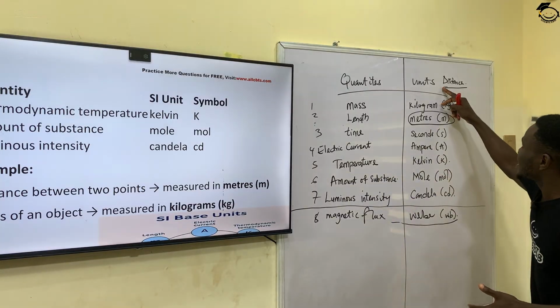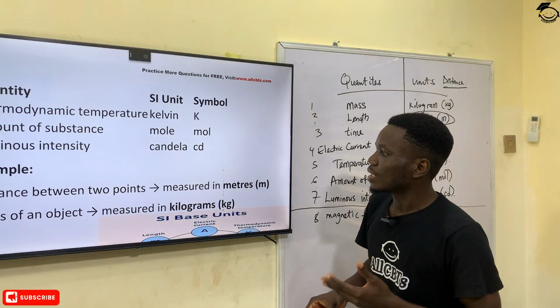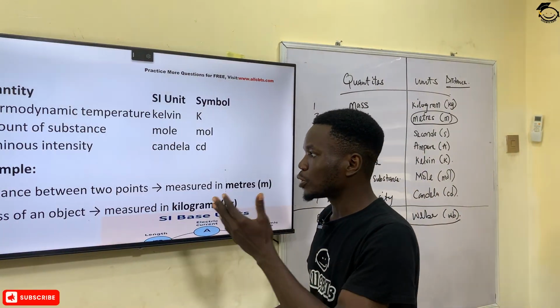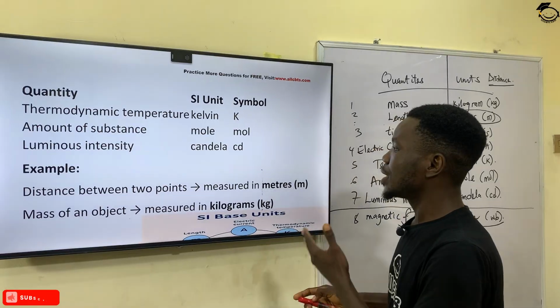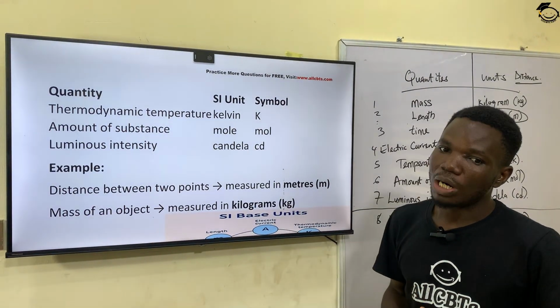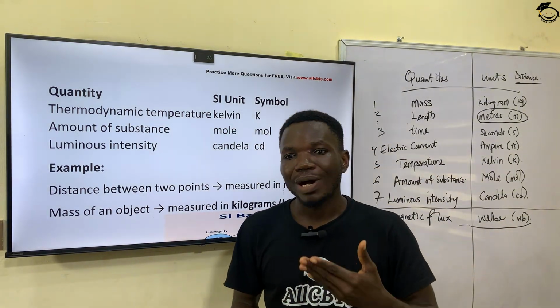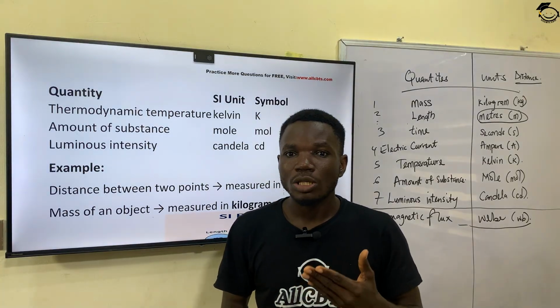So that distance I've covered will also be measured with the same unit as length. So distance, which is between 2 points, is measured in length. Then the mass of an object is always measured in kilograms. So if I want to measure the weight of a bag, or the mass of a bag of rice, I measure it in kilograms.